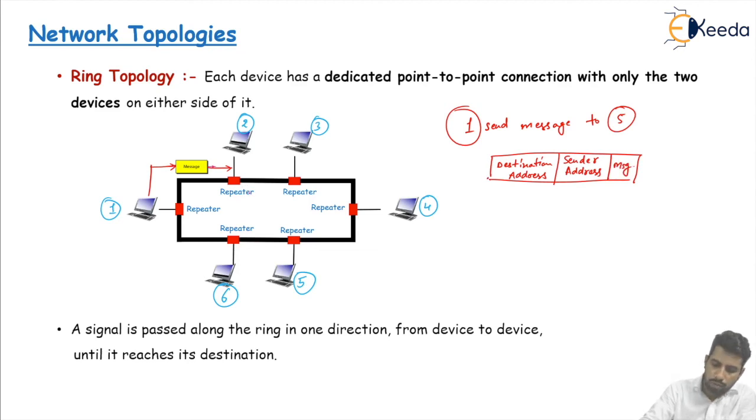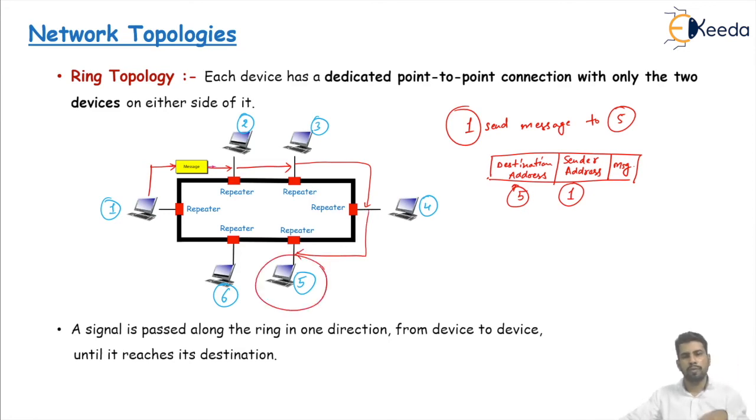Now this message reached device number 2, or node number 2. It sees the destination address of the message or the packet. If this message belongs to node number 2, it accepts, otherwise it passes it in the forward direction. Here the destination address is node number 5 and the sender address is node number 1. The message does not belong to 2, so forward it. Now the packet reached node number 3. Not belonging to 3, forward it. Not belonging to 4, forward it. Reached 5, it sees destination number 5, meaning the packet belongs to node number 5. It accepts the packet and processes it.